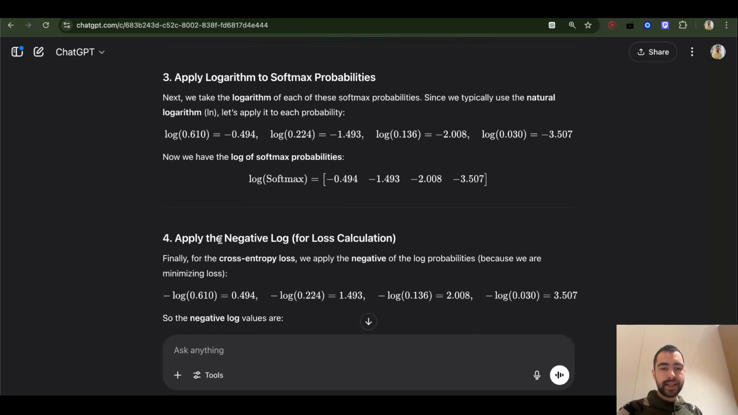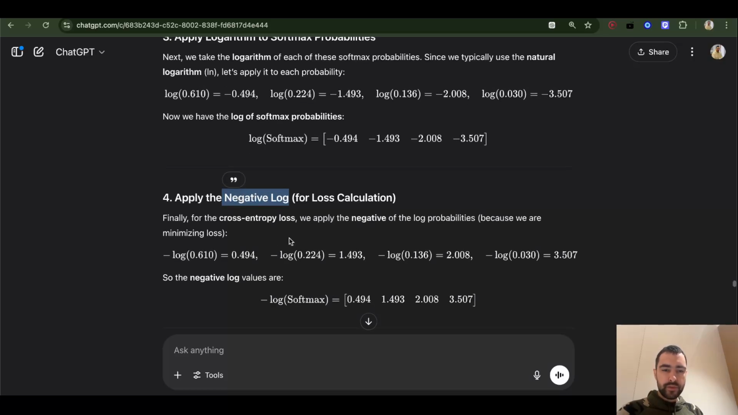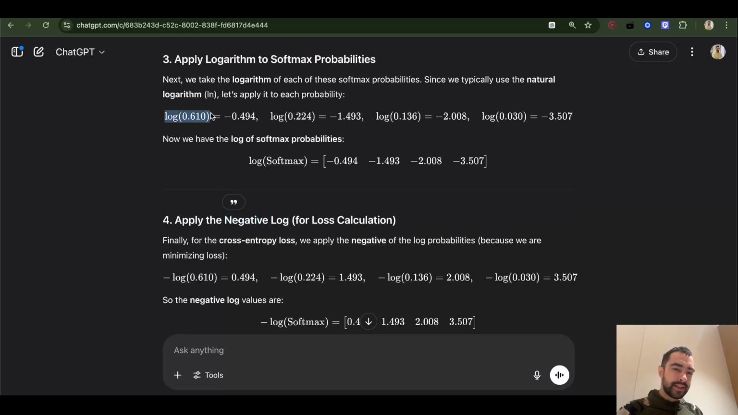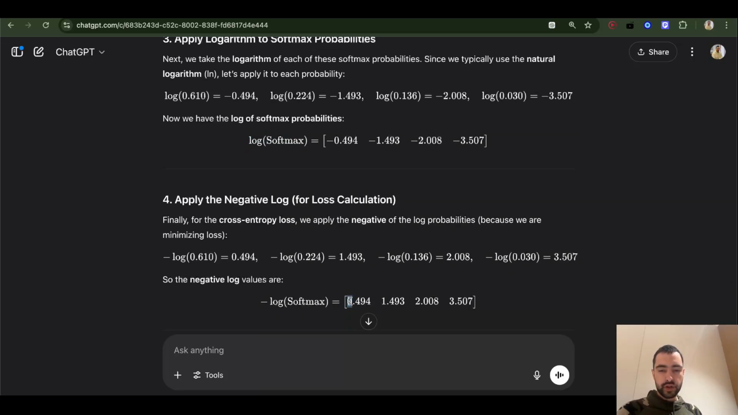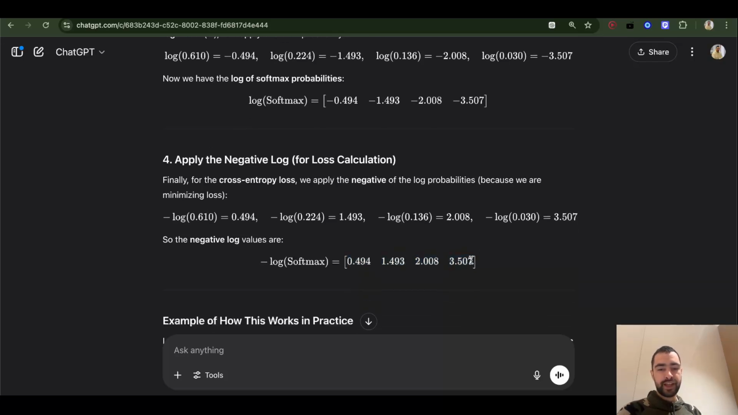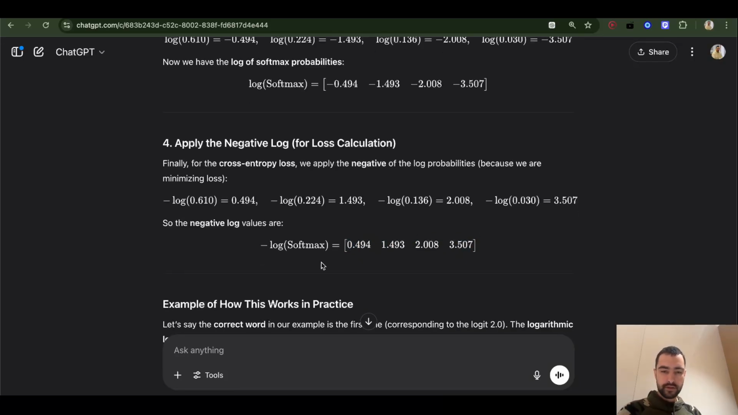So we apply the negative log. Instead of calculating like this, we will actually calculate the negative log. This is just to remove the minus signs. Now you see the negative log of softmax as opposed to the positive log, and we get these scores. Now we are going to use one of these for the punishment for the AI, for the loss. This is why they call this negative log likelihood, if you ever heard of it.